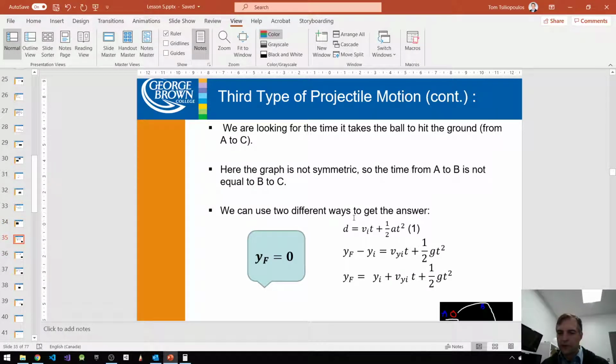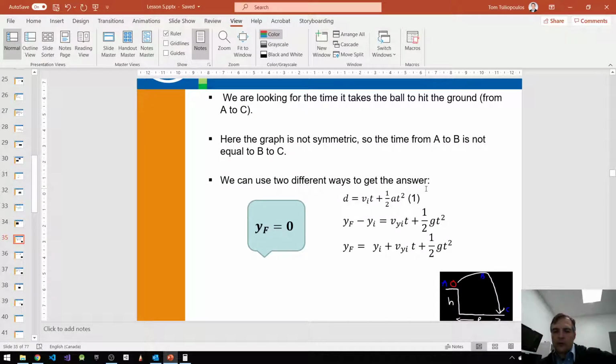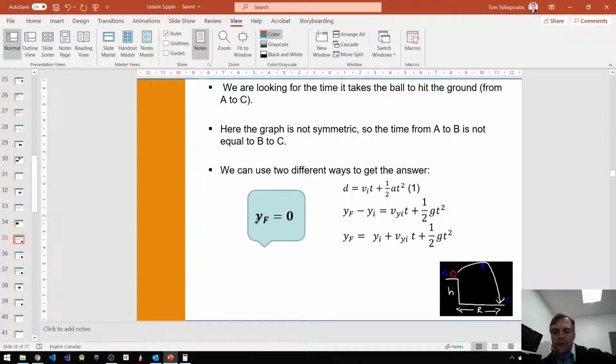But there are specific equations to help us with this as well, right? For example, we would say that where y final is equal to 0, we could say that the total distance, or the displacement, is v initial times time plus 1/2 at squared. And we know that we can replace the total displacement with the final displacement minus the initial displacement.